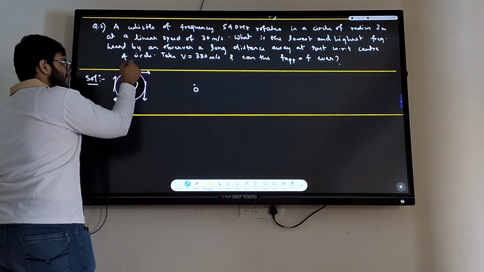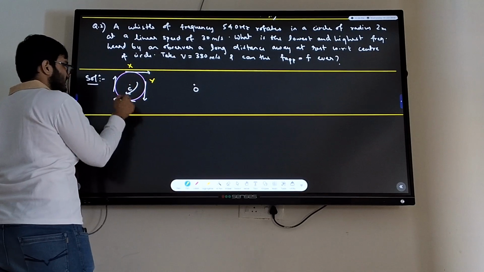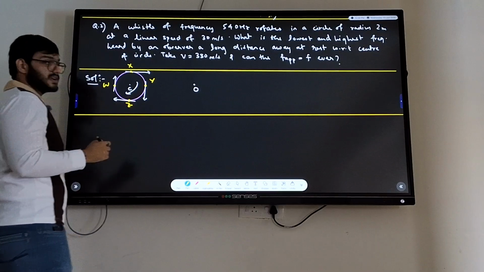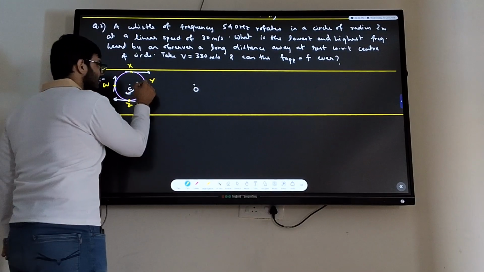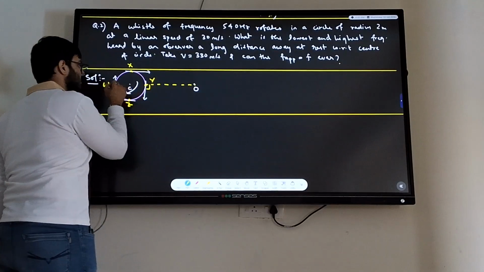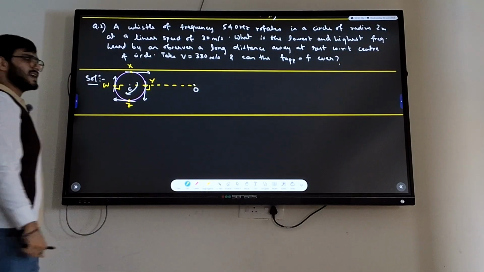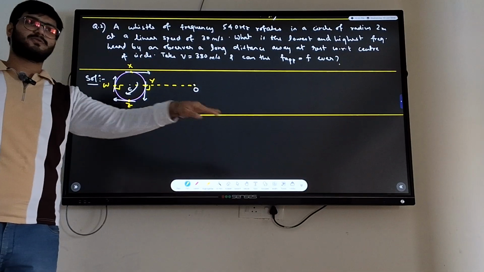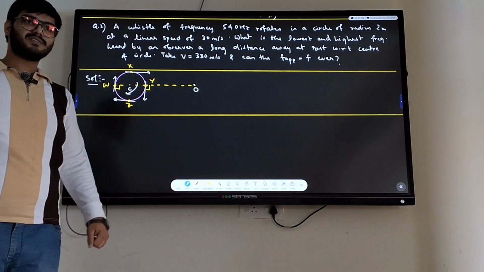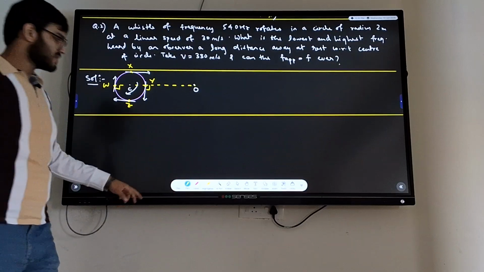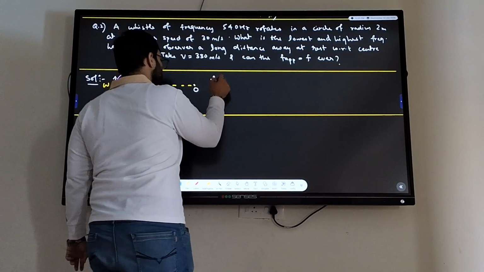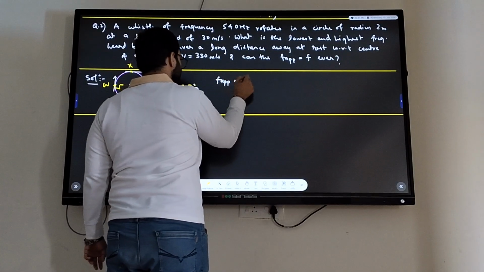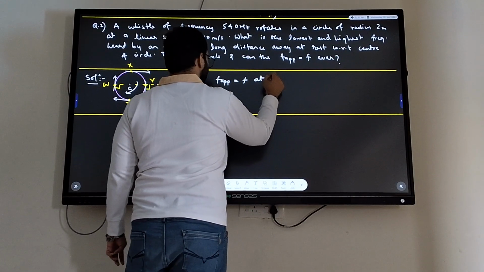Now look at these velocities. If I call these points x, y, z and w, now look at w and y. What angle are they making? That's 90 degrees, right? If your velocity vector makes 90 degrees with the line joining the 2 points, then will you have any change in frequency? I just told you, no. So what is the frequency? f apparent is equal to f at y and w.